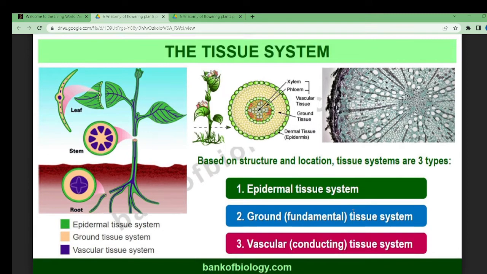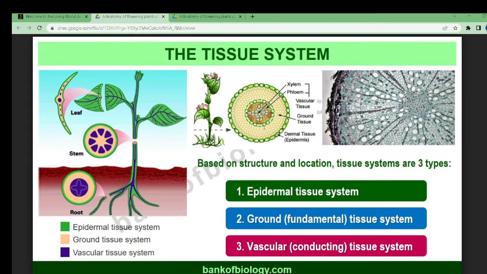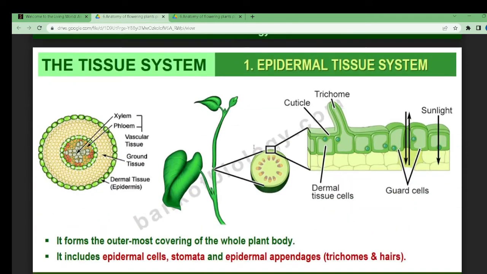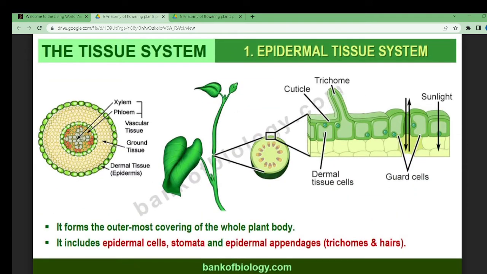Now when you see this section, the skin color part is nothing but the ground tissue. Inside the purple vascular tissue system, xylem and phloem are present. These belong to the vascular conducting tissue system. And this dermal tissue system is nothing but the epidermis and the outer part. So first we'll study the epidermal tissue system and the outer part.